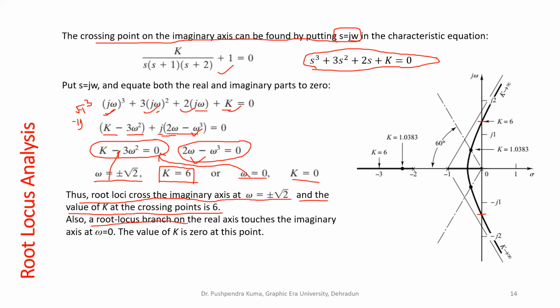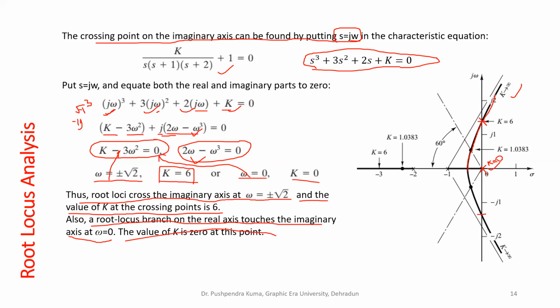Also, a root locus branch on the real axis touches the imaginary axis at omega equal to 0. Also, here omega is equal to 0, and at this point k is 0. So here we see, as k goes from 0 to infinity, how the poles of the system are moving. The moment k is 6, your poles move to the right side of the imaginary axis, and the system becomes unstable.